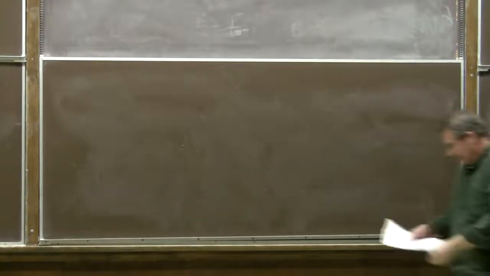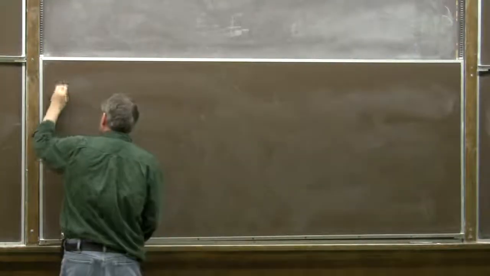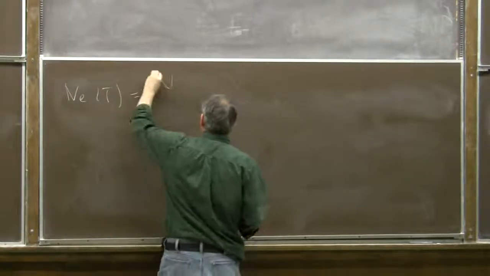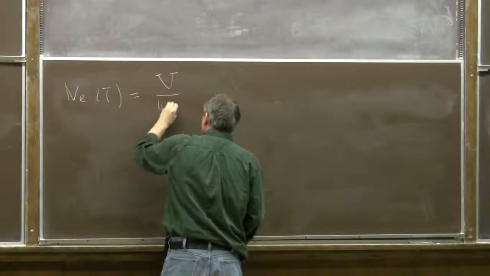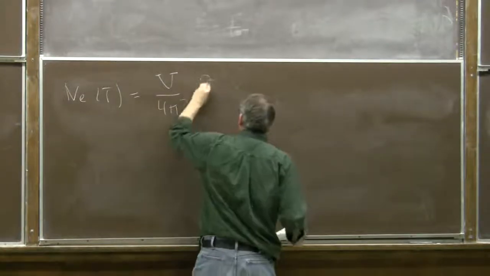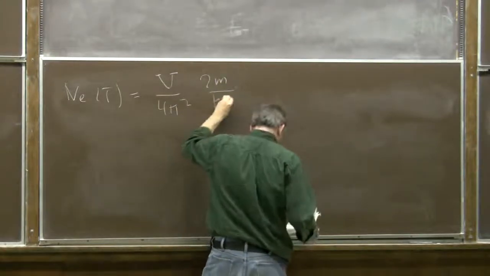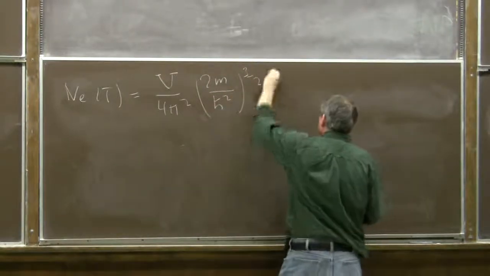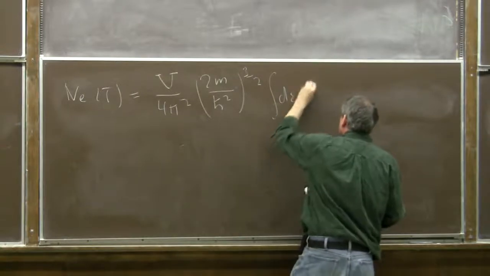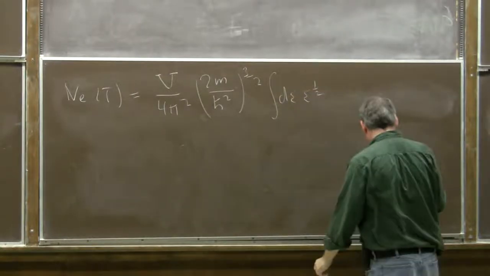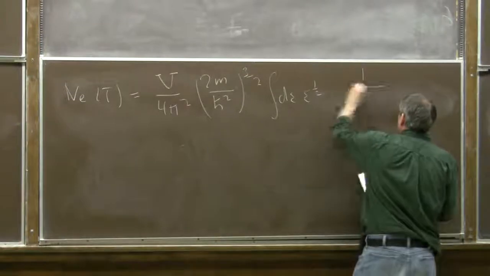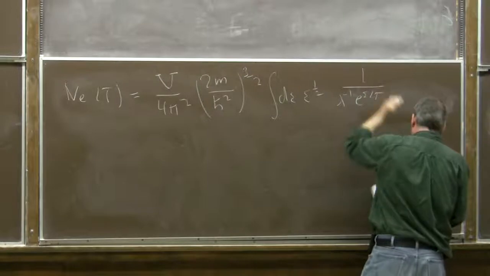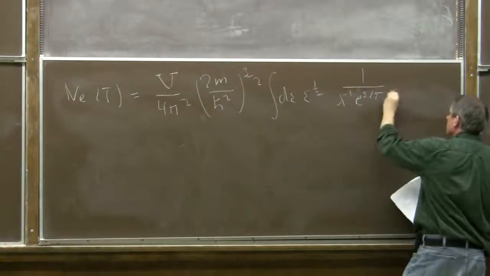So let's just write that again, substituting in, as I've indicated, the total number of excited particles from the density of states. I have volume over 4 pi squared, 2m over h bar squared to the 3 halves. Then I have an energy integral with the factor epsilon to the 1/2 from the density of orbitals, and 1 over lambda inverse e to the epsilon over tau minus 1.